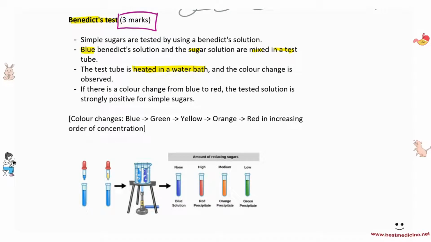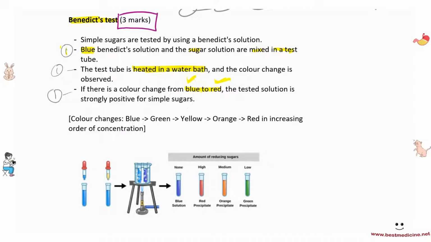So you take the blue Benedict solution, they will give you 1 mark for mentioning the Benedict solution test, right? Mentioning the name Benedict solution, that's 1 mark. Then the test tube is heated in a water bath, that's 2 marks. So 1 mark for this, and 1 mark for this, and then the color change is observed. And then you mention the color change. If there's a color change from blue to red, right? Mentioning the color change from which to which color. Then the tested solution is strongly positive for simple sugars. So that's the 3rd mark there.